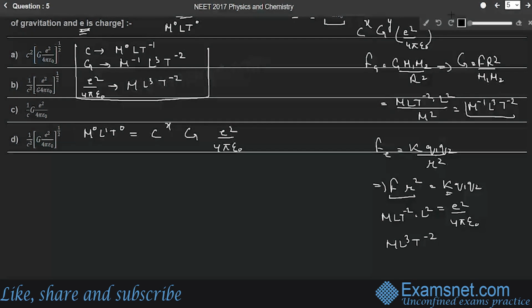And C will have the power x as we have assumed, G will be having the power y, and e square upon 4 pi epsilon naught will be having the power z. Okay, this is our assumption. What is the dimension of C?